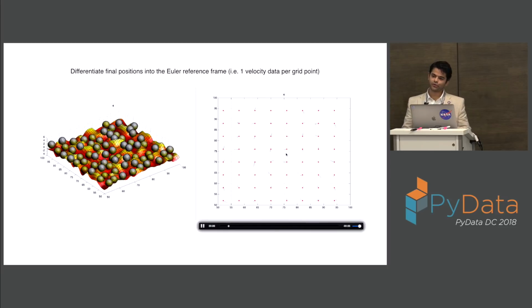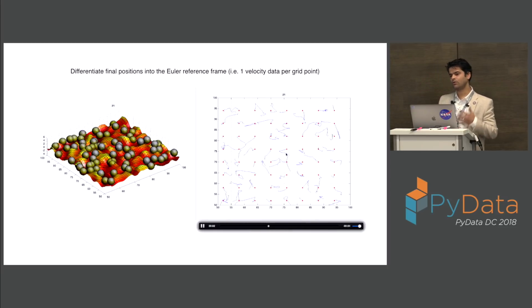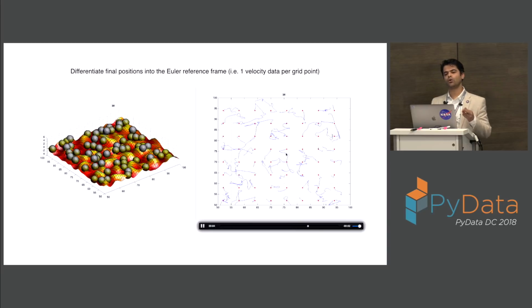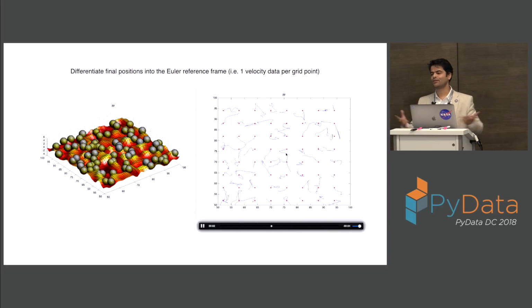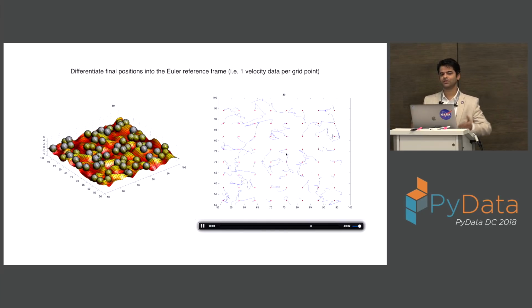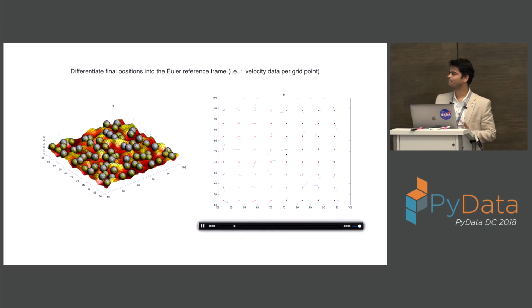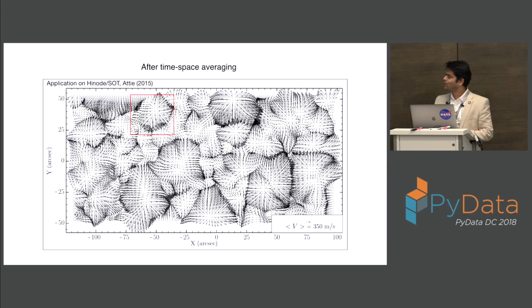But again, when we do solar physics, and in my case, I am not interested in the motion of the granules per se. I am interested in the drivers underneath that are moving all these granules around, because this is what controls the magnetic field. And when you average these displacements and you divide by time, then you get the actual velocity field. And if you average that over time and over space, this is what you get.